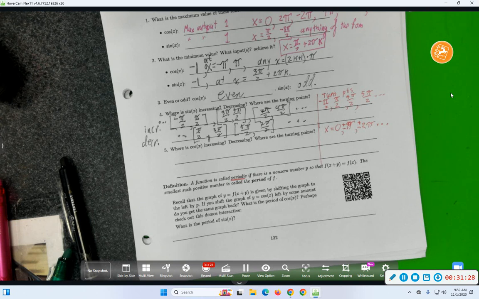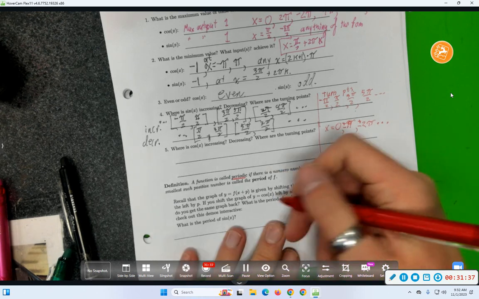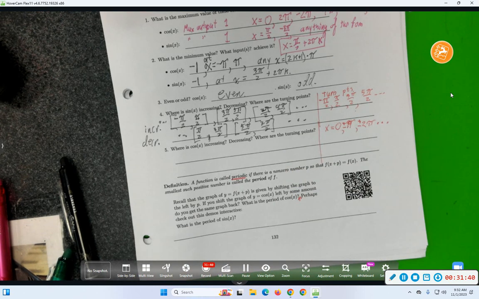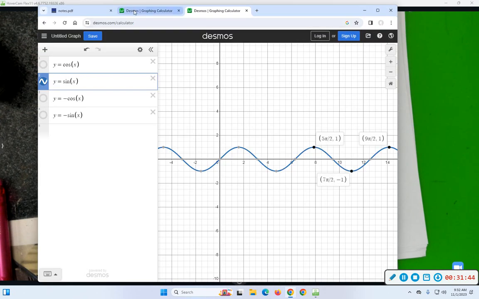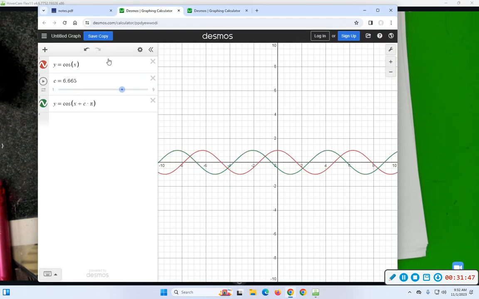Let's try to determine the period of cosine of x by looking at a graph. So, this link will take you here. Here I see the graph of cosine of x, and y equals cosine of x plus a constant. I've multiplied the constant by pi because it's a number inside of a cosine that should probably be pi next, right?